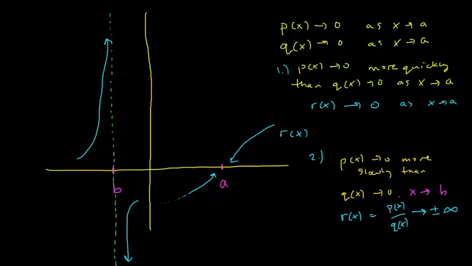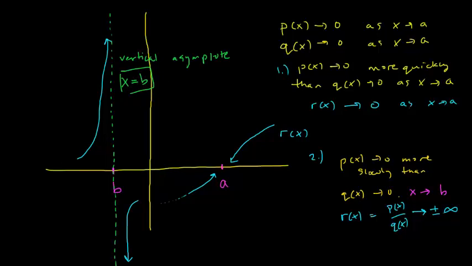Alright, now what is this vertical dashed line called? This vertical dashed line is a vertical asymptote. And it occurs right at the point x equals b, right? So the equation of this line is x equals b, and that's the vertical asymptote.